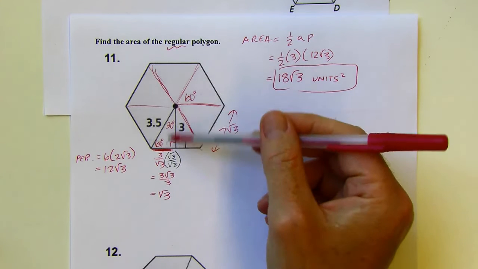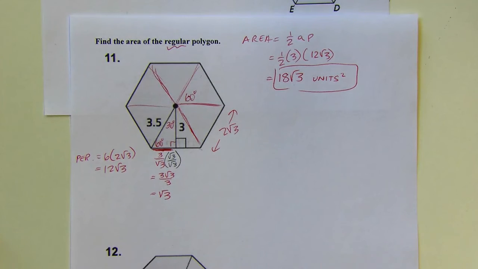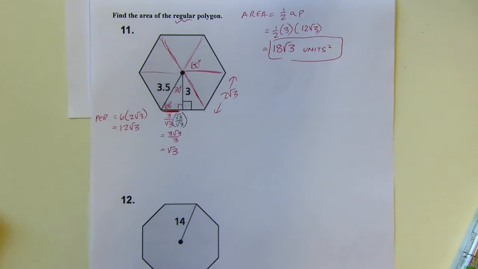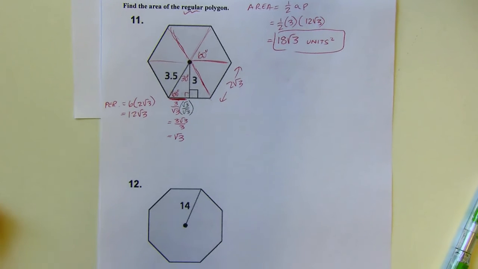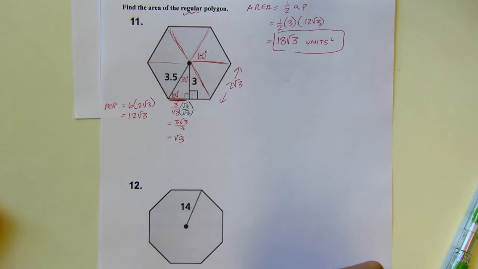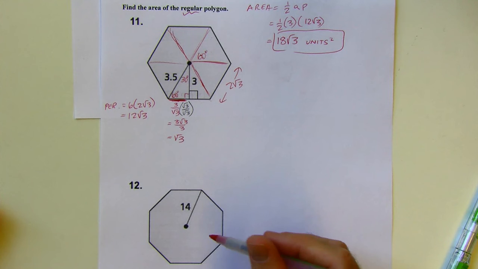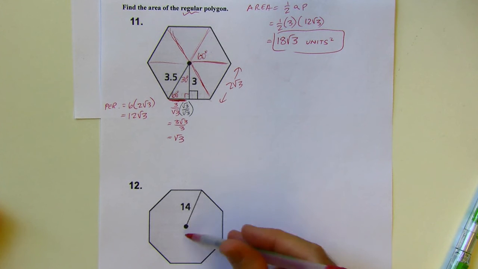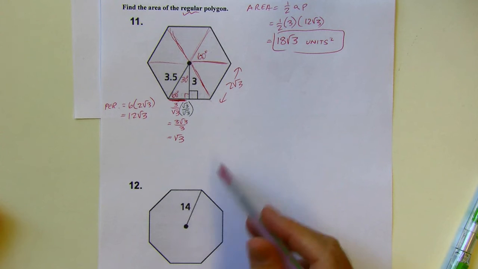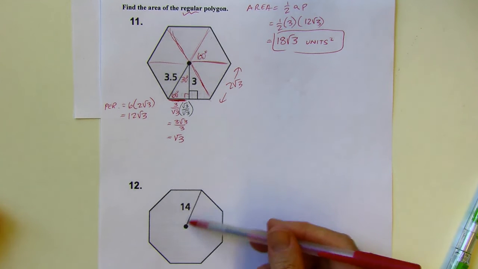And then the half slices will be 30, 60, 90s. But that's not going to work out so nicely always with other figures. So let's see this stop sign shape. This has 8 sides. This is an octagon. So I'm still thinking 1/2 apothem times perimeter, or I can find the area of one slice and multiply by 8. Now this time I don't have the apothem because this is a radius here.